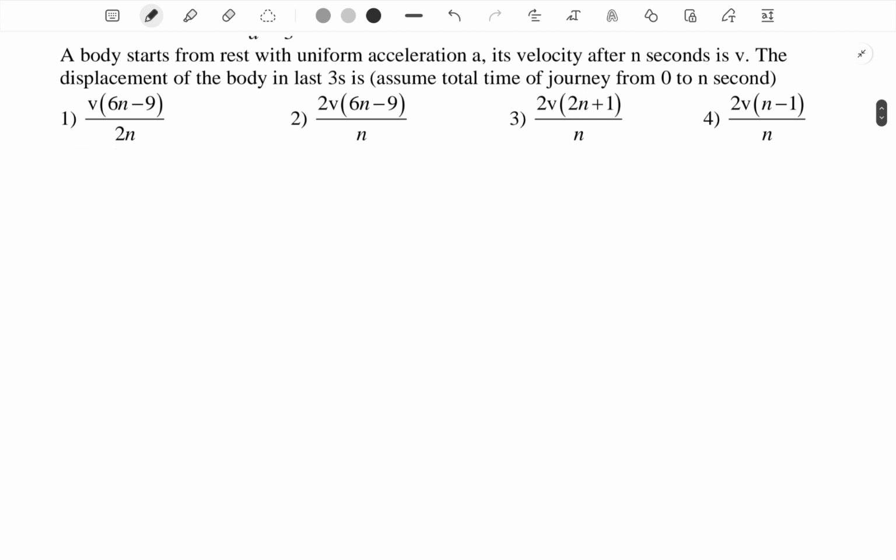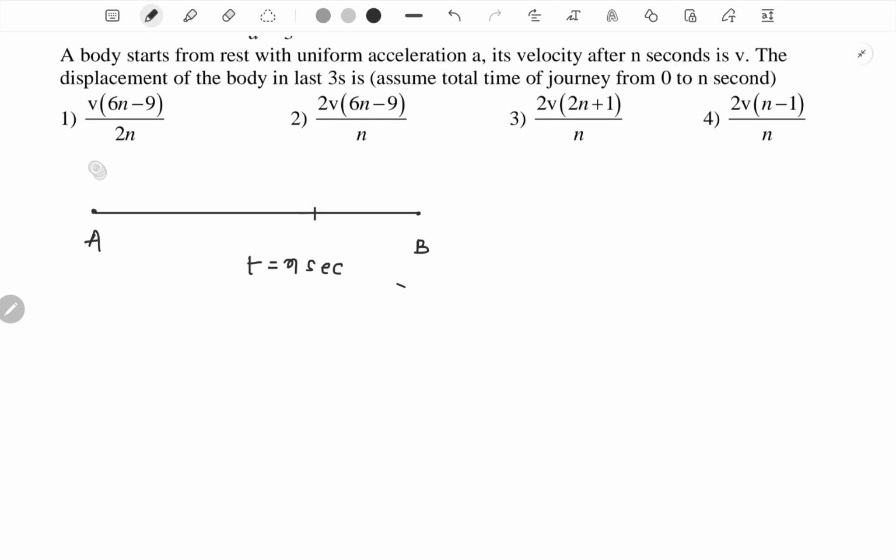Look at the question. A body starts from rest with uniform acceleration a. Its velocity after n seconds is v. The displacement of the body in the last 3 seconds is, assume total time of journey from 0 to n seconds. Let's say the particle started moving along a straight line from A to B. Time taken to go from A to B is n seconds. What they are asking us to find is the distance traveled, or displacement, of the body in the last 3 seconds.